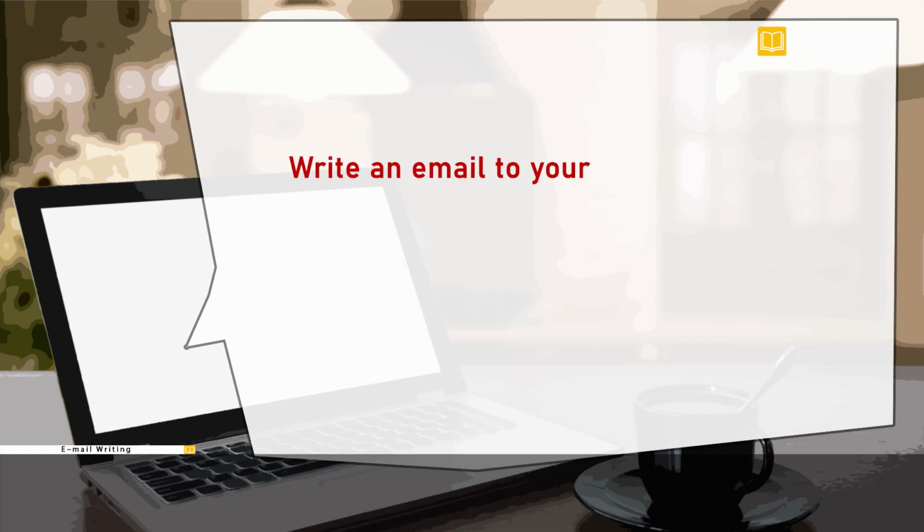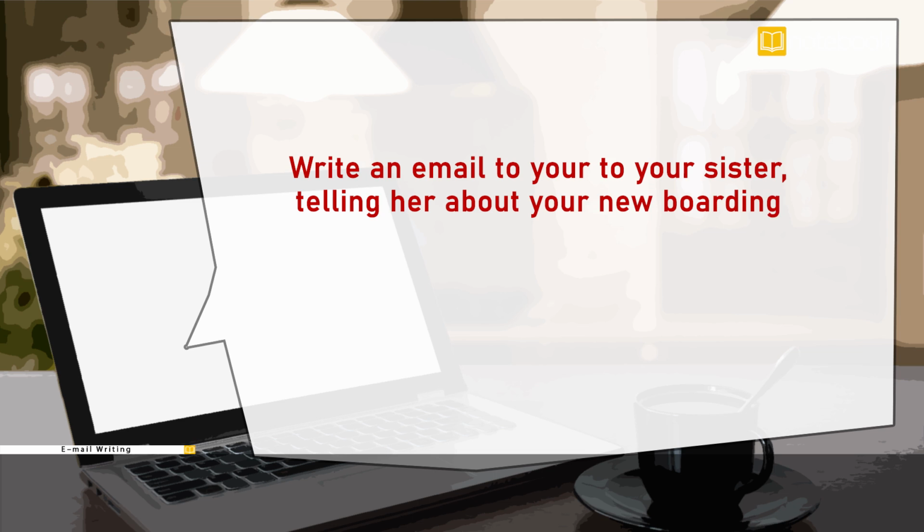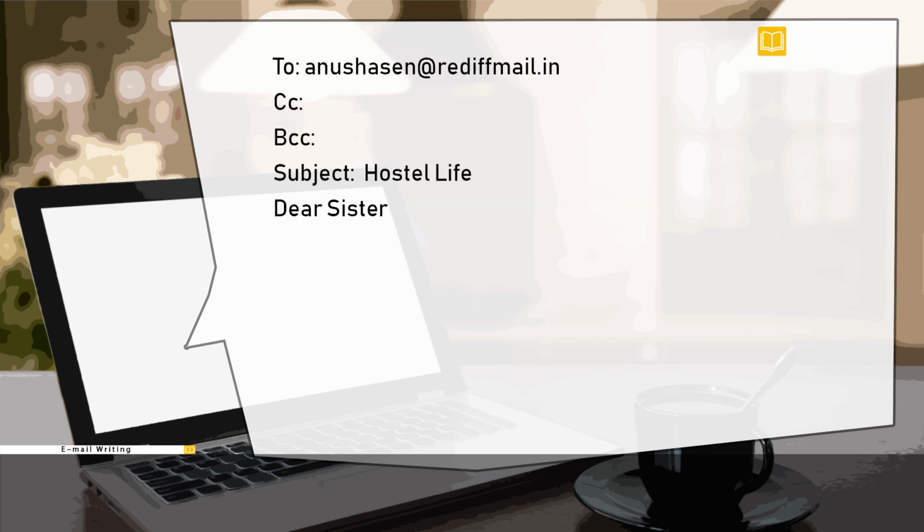Let us now go through an informal email. Question: write an email to your sister telling her about your new boarding school. You begin with writing the mail ID of the recipient, anushasan@rediffmail.in. Then the subject line, hostel life. Next we have the salutation, dear sister. Then we have the content divided into 3 paragraphs.